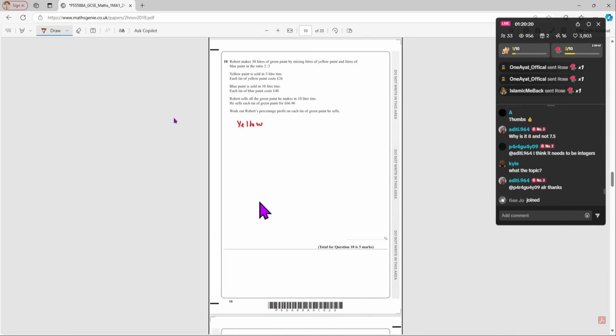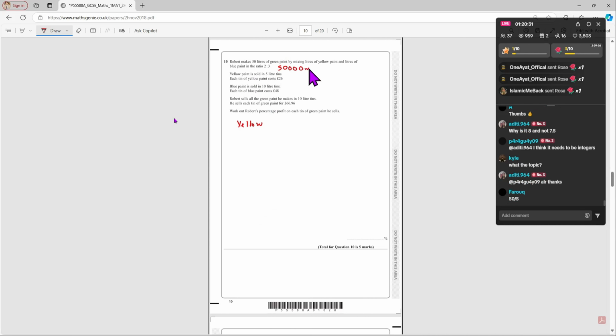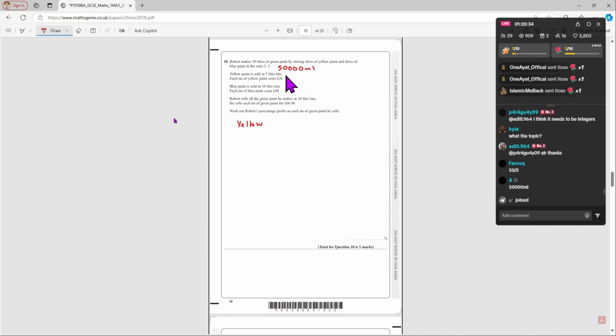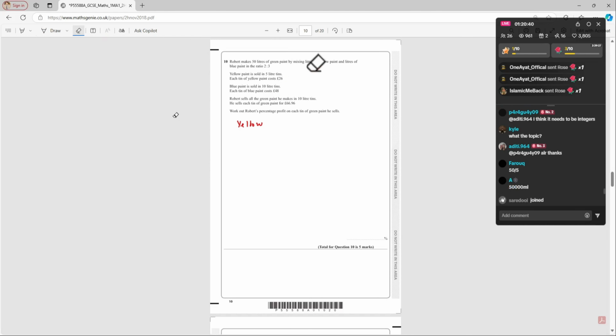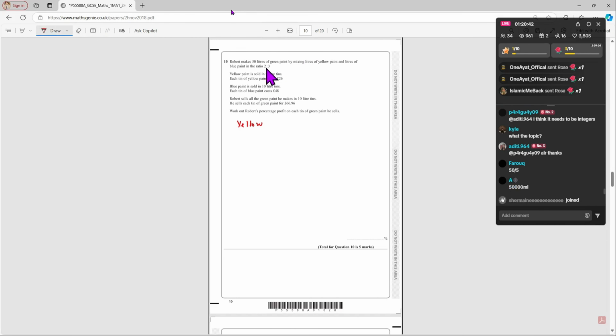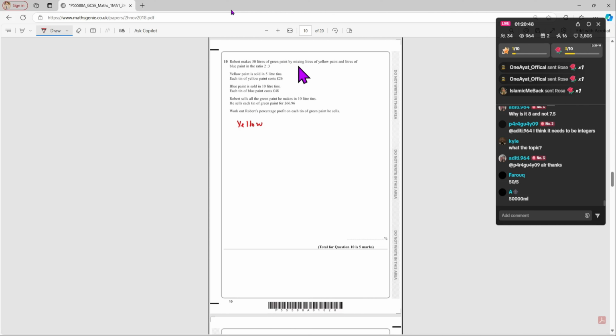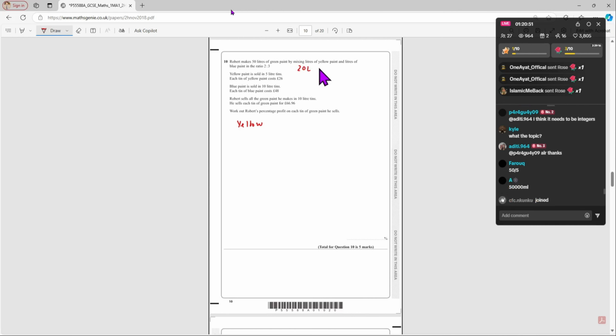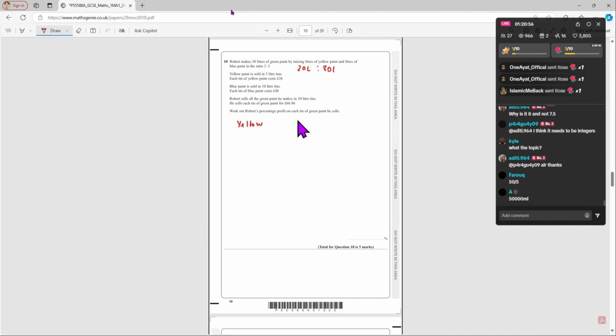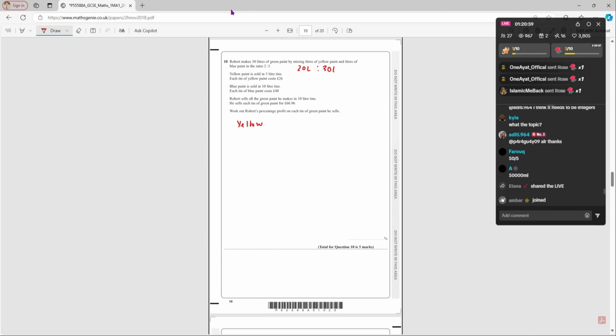So what you would do is that we have 50 liters. We're going to convert it into 50,000 milliliters. Or I think the better option is just leaving it as 50 liters. I'm going to do 2 plus 3 to give you 5, and then 50 divided by 5 gives you 10. It's going to be the ratio of 20 liters to 30 liters. Okay, 20 liters to 30 liters. That is yellow paint to blue paint.